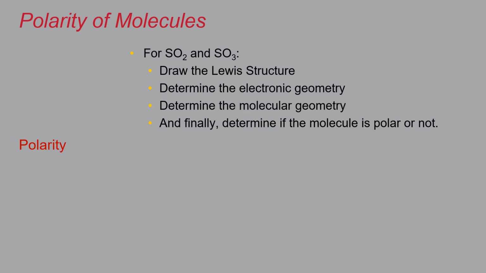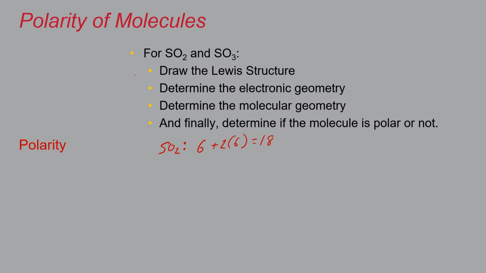So first off, get the electron count, or the valence electron count. Sulfur normally has 6 valence electrons. Each of the oxygens contributes 6 as well, giving you a total of 18. So let's get the Lewis structure.